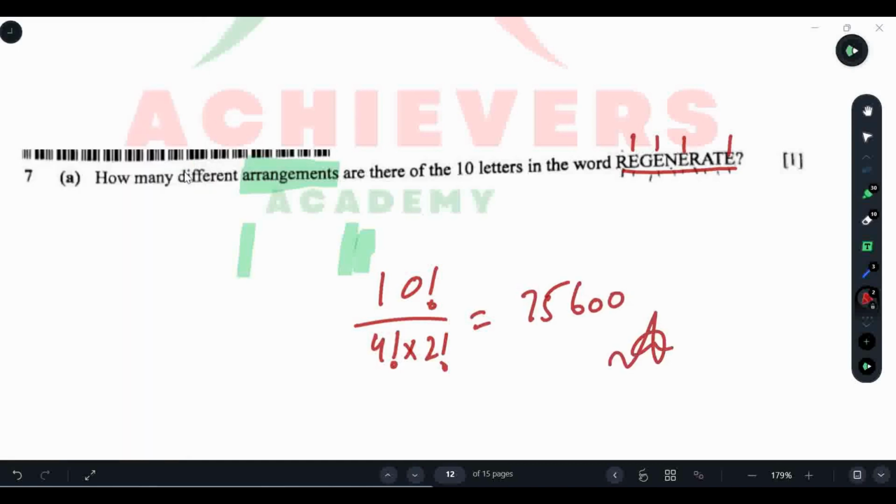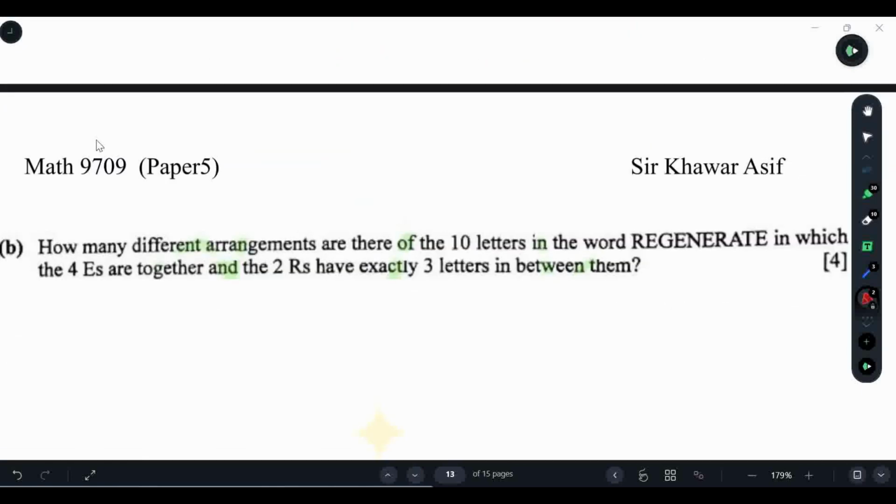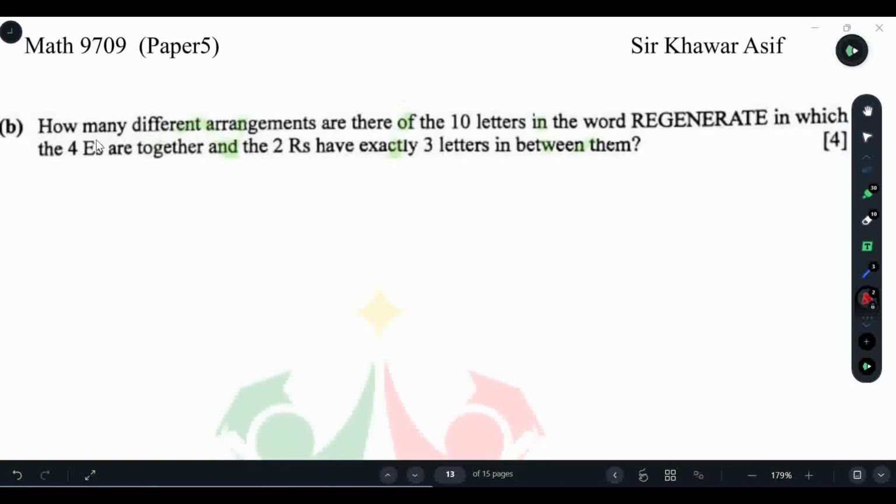75600 will be the final answer. Let's move to the B part. How many different arrangements are there in which the E's are together and the 2 R's have exactly 3 letters between them?